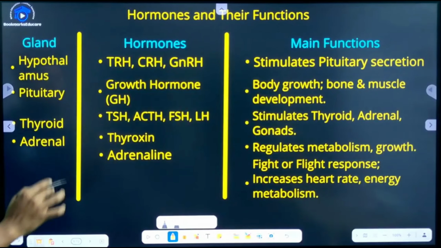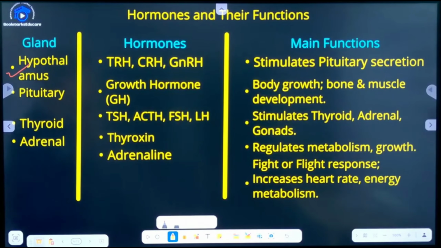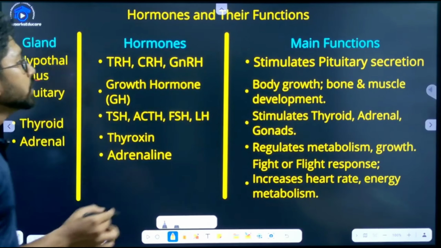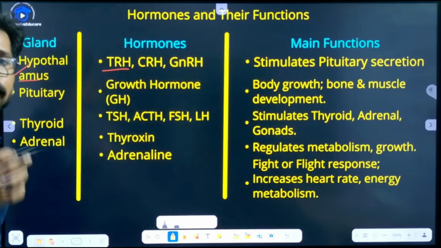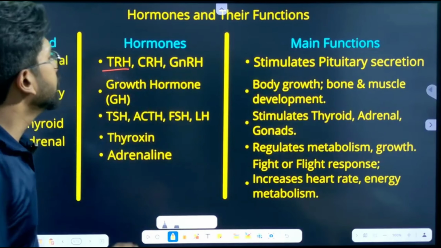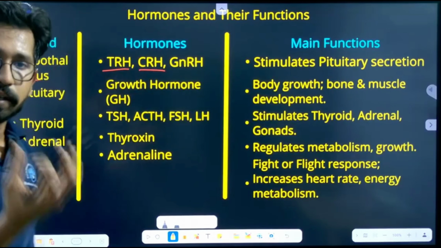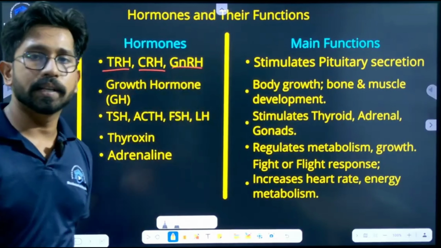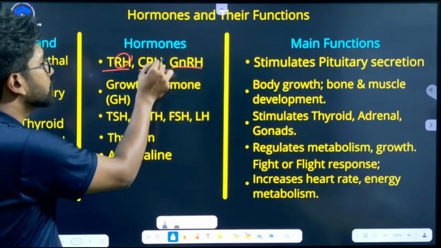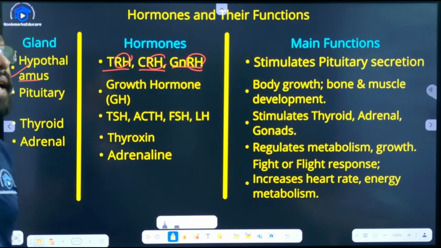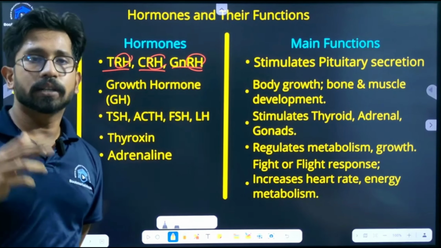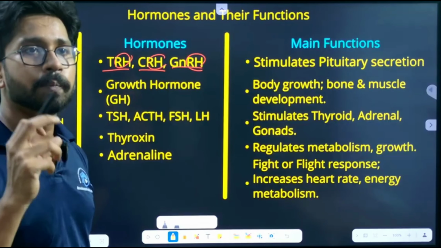So let's see the glands first. The glands I am talking about are the ones that you will see in the exam itself. Okay, hypothalamus releases TRH, thyrotropin releasing hormone, CRH, corticotropin releasing hormone, and then GnRH, gonadotropin releasing hormone. As you can see, all of them are some kind of RH or releasing hormone, meaning they all help the pituitary to release the subsequent hormone based on your body signal.